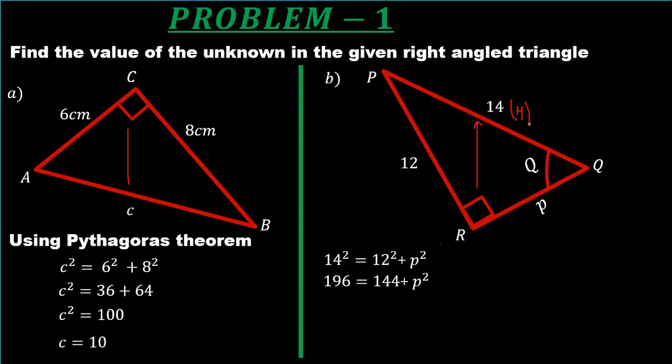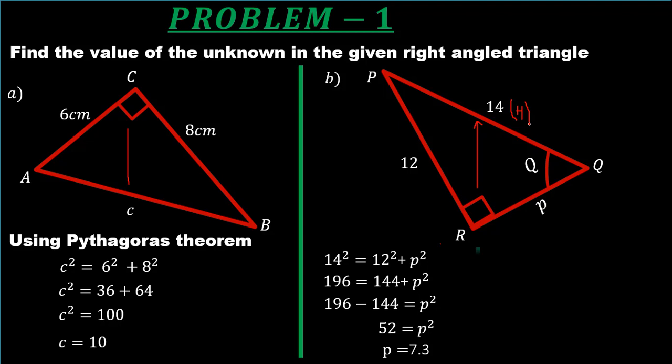Now we have only one unknown, which is P square. So by simplifying, we get 196 equals 144 plus P square. And if you take 144 to the left hand side and subtract it from 196, you are going to get P square equals 52. And by taking the square root, you will get the value of P, that is 7.3, the required result.